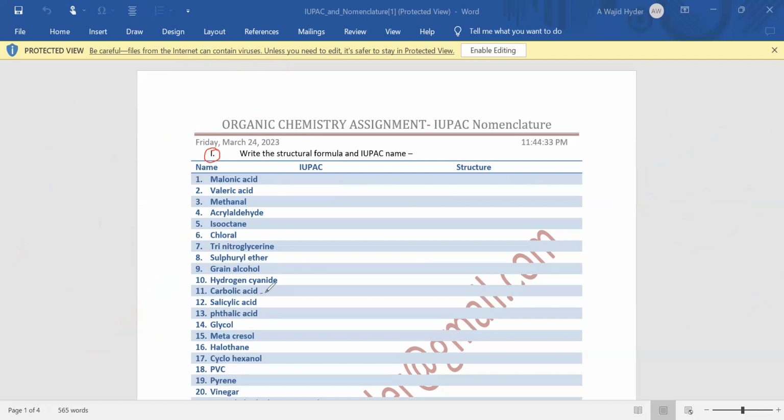Now see, carbolic acid. What is carbolic acid, Ojas? Benzene ring and OH family. Yes, phenol. This is carbolic acid. What is its old spelling? Phenoyl. This is the old spelling. Its common name is hydroxybenzene.